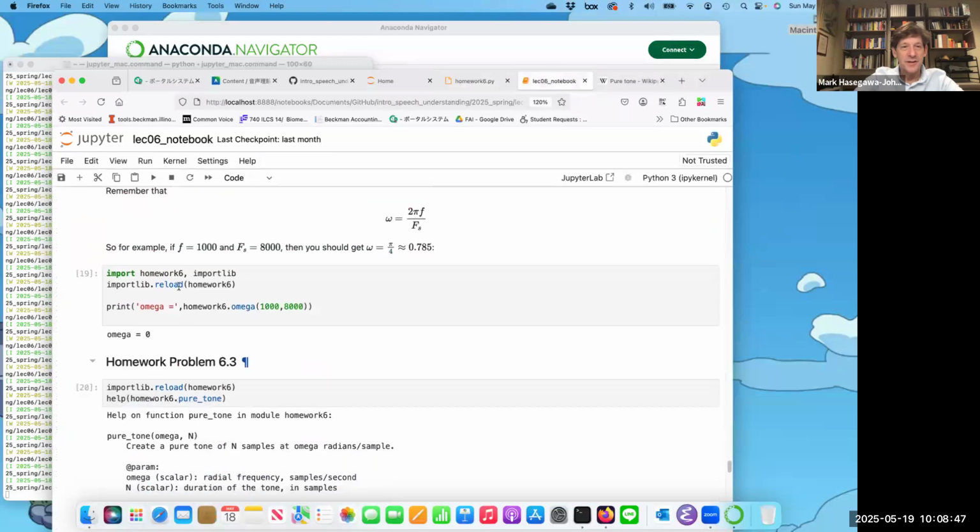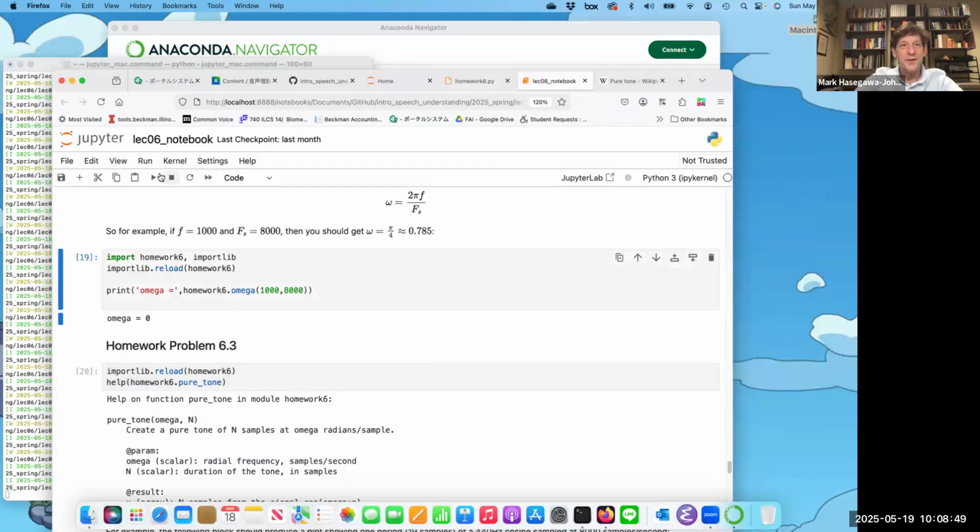Let's make sure that that works here. We should get about 0.785. And there it is, 0.78539816333. As you know, pi goes on and on forever. The number pi is irrational, and therefore it never repeats.